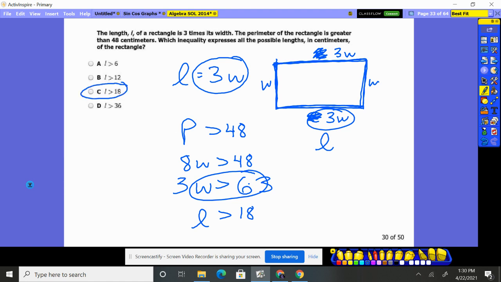So I know that in this rectangle, 18 would be the minimum it could be. If the length is 18, that width obviously was a 6. And you'll notice the distance around that would be a perfect 48. So we know the length, since it said the perimeter is more than 48, must be greater than 18.